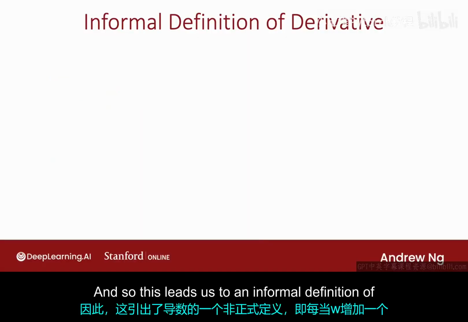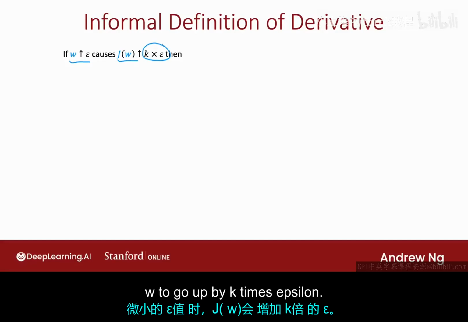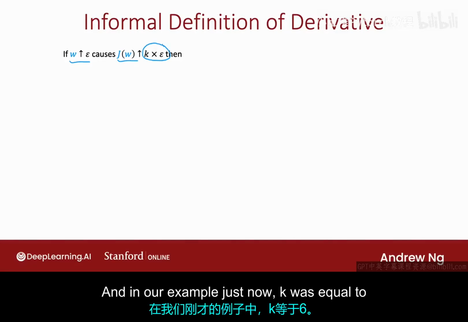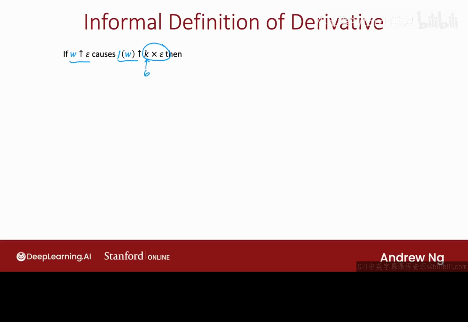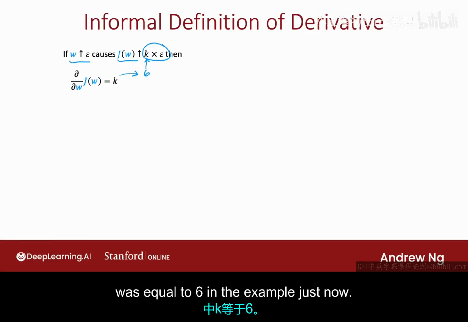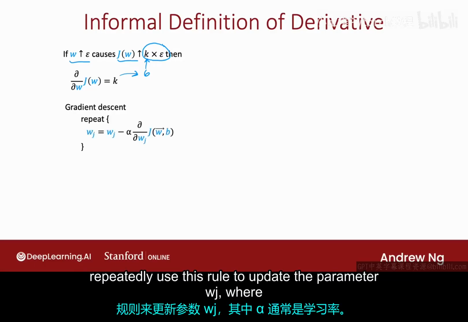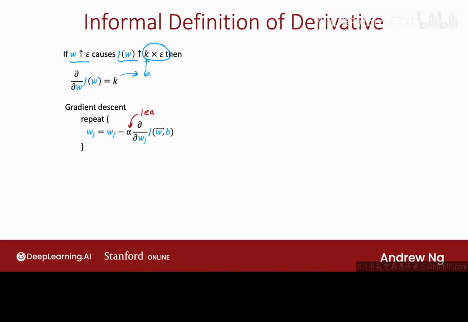And so this leads us to an informal definition of a derivative, which is that whenever w goes up by a tiny amount epsilon, that causes J(w) to go up by k times epsilon, and in our example just now, k was equal to 6, then we say that the derivative of J(w) with respect to w is equal to k, which again was equal to 6 in the example just now. So you might remember when implementing gradient descent, you would repeatedly use this rule to update the parameter w, where, as usual, alpha is the learning rate.